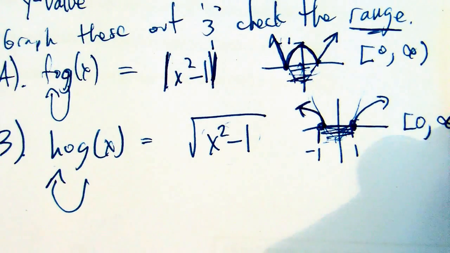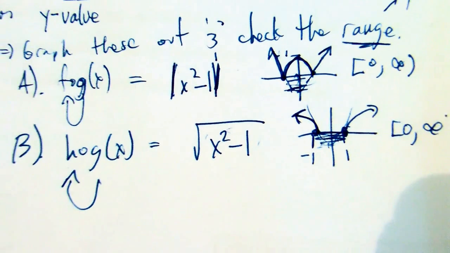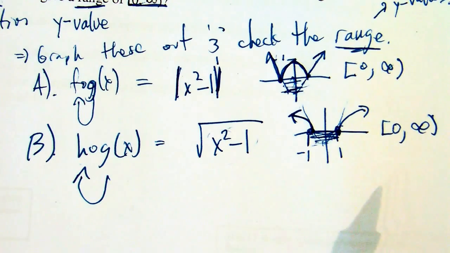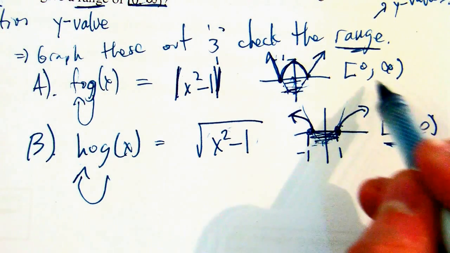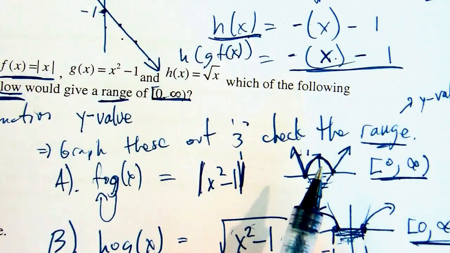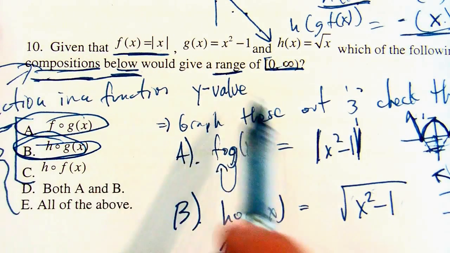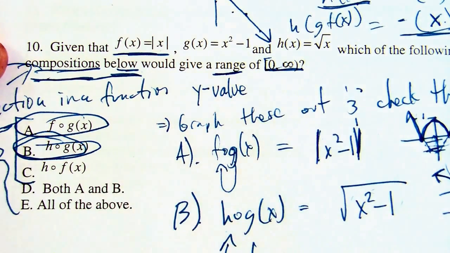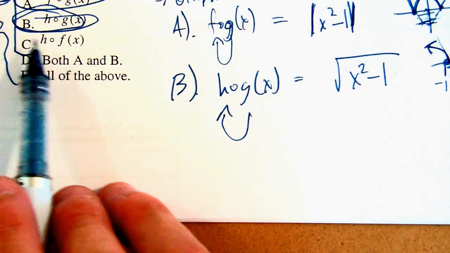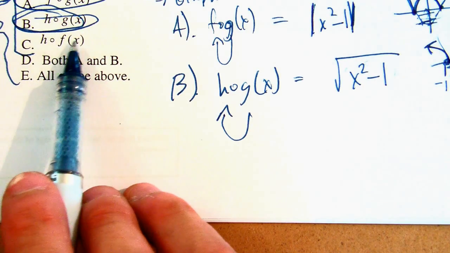Let me zoom out so we can see that a little bit better. So as you can see, just like A, this has a range of 0 to infinity. So B is also correct because I want a range of 0 to infinity. And now we're going to do part C. Part C is h of f of x.